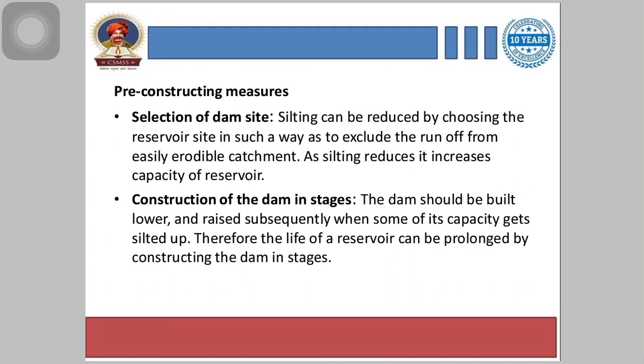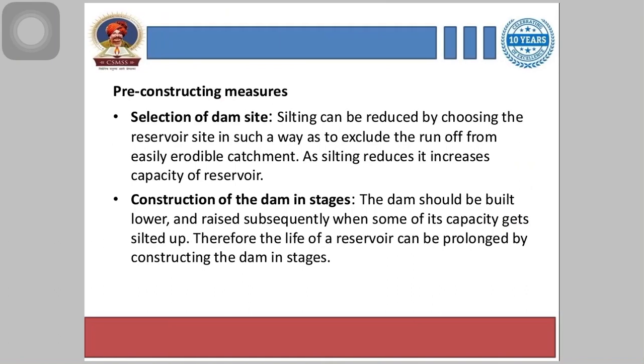It should be such that the catchment area has less erodible portion. While selecting the dam site, the silting can be reduced by choosing the reservoir site in such a way as to exclude the runoff from easily erodible catchment. As silting reduces, it increases the capacity of the reservoir. Then the next method, that is construction of the dam in stages.